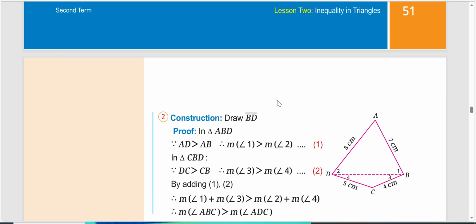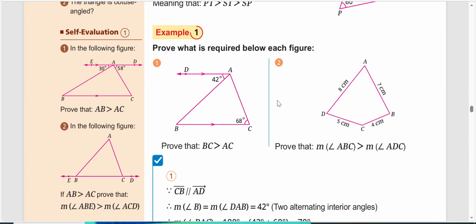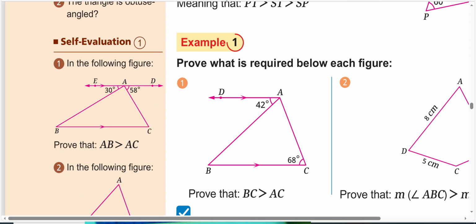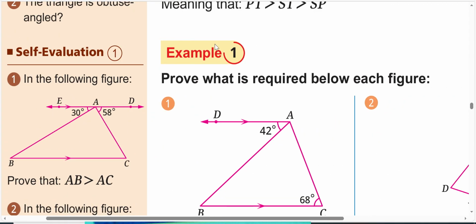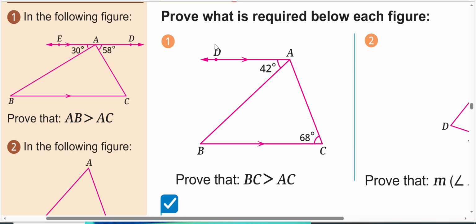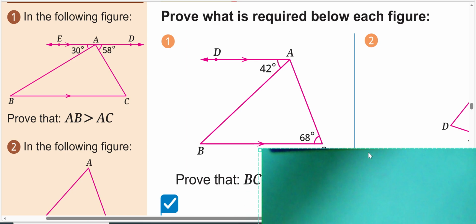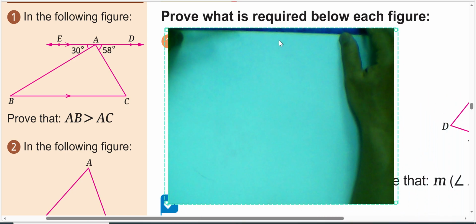Okay? Next question, self-evaluation here. Number 1, in the following figure, given AD parallel to BC. We want to prove that AB is greater than AC. Okay, listen to me about the steps to find the answer.